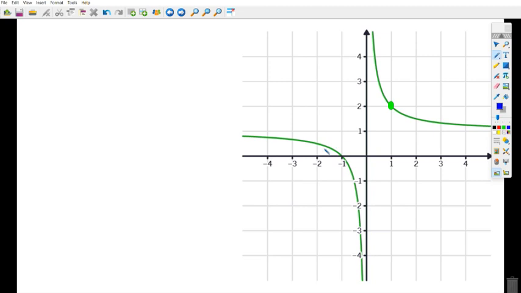The first thing I want to do is put in my asymptotes. Remember, the hyperbola always has 2 asymptotes, a horizontal and a vertical. My vertical one is nice and easy. I know it's always x equals 0.